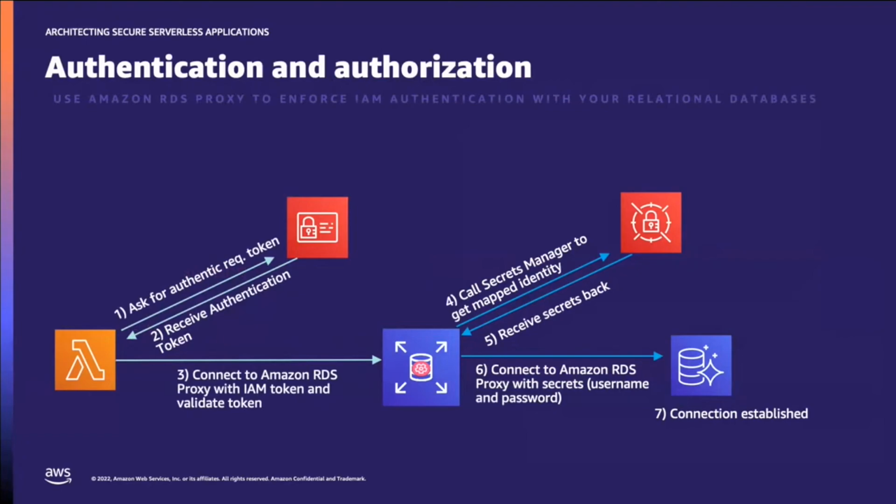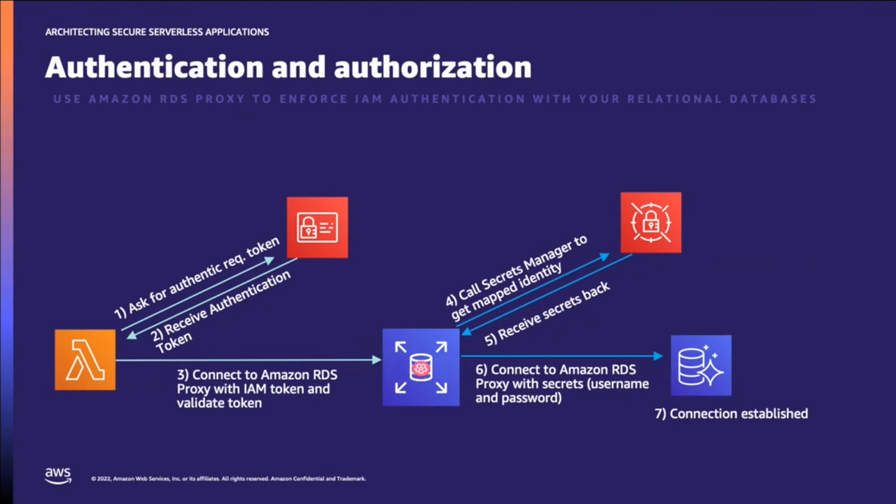Then, when it comes to working with a Lambda function, we always recommend to leverage Amazon RDS Proxy to enforce IAM authentication with your relational database. Of course, there are multiple benefits of this. For sure, it's implementing a database connection pool. But on top of that, you can take advantage of IAM authentication with your database.